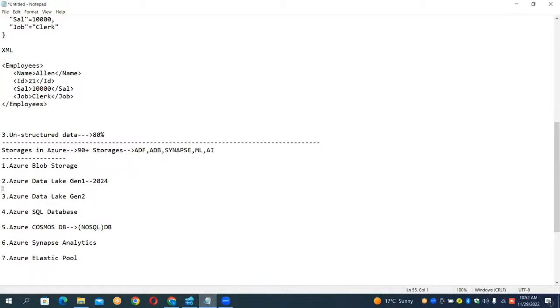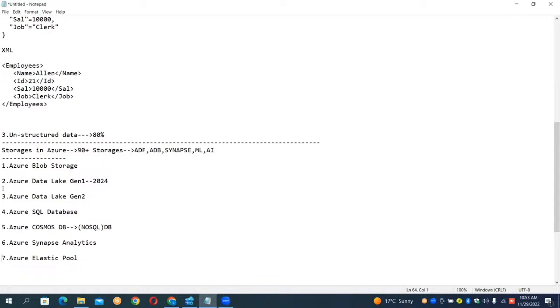Is everyone following or not? Yeah, sir. Sir, in Databricks, what storages do we use? All 90 storages we can use. In real time, we go with Synapse, but artificial intelligence is not our job. It is the job of a data scientist or data analyst. We are data engineers.